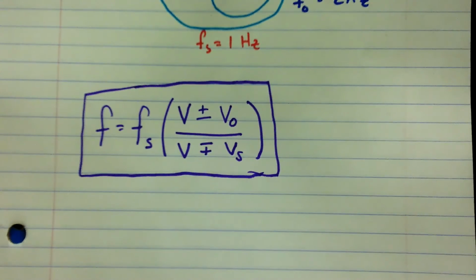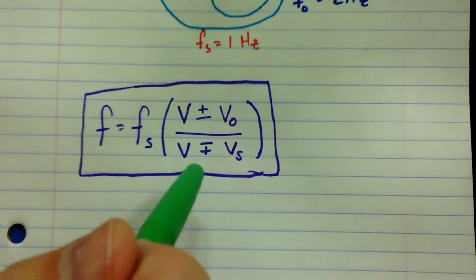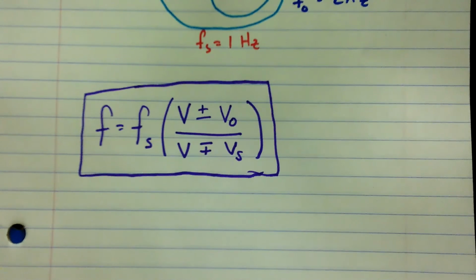I'll show you why in a second. Yeah, so it has to be plus minus on the top, and it has to be minus plus on the bottom. Yes, the order is important. I'll show you how in a second.